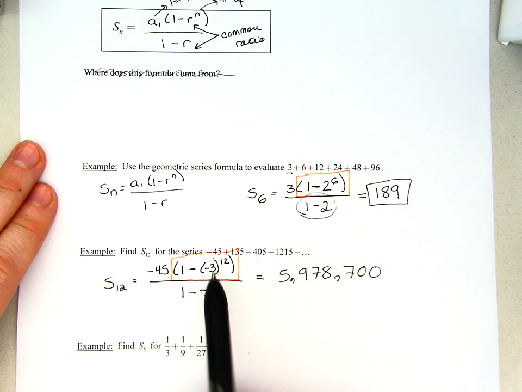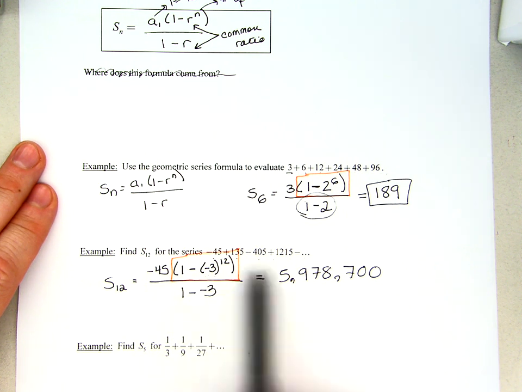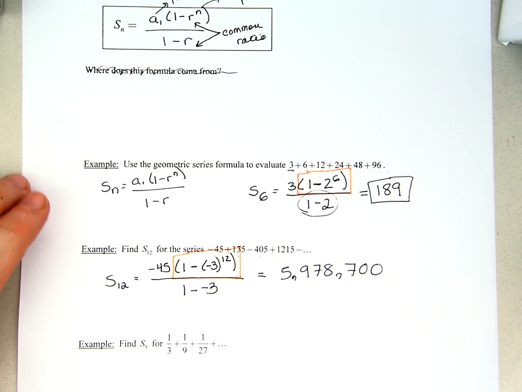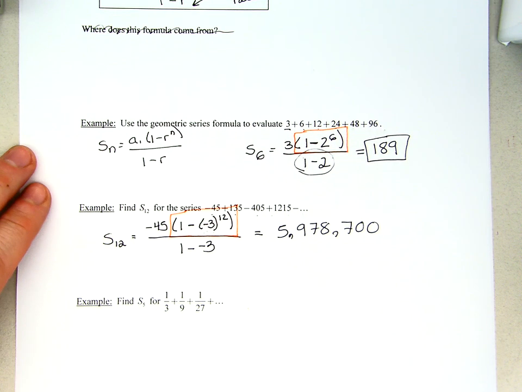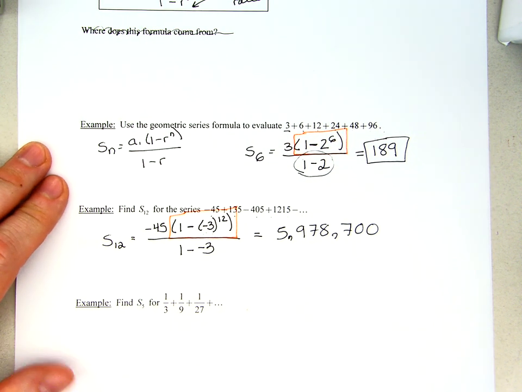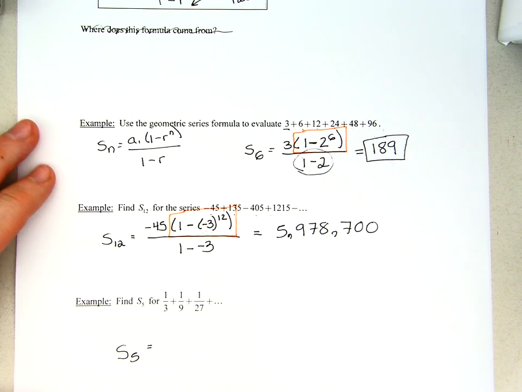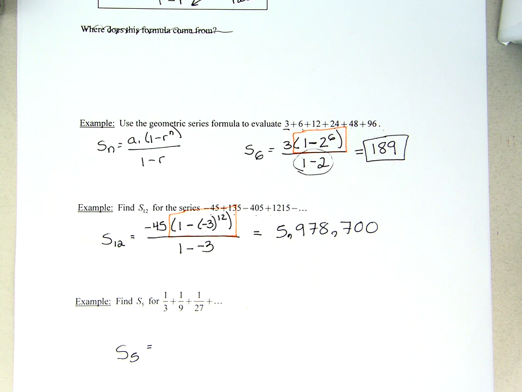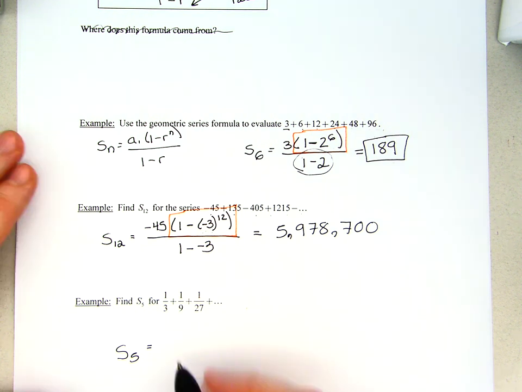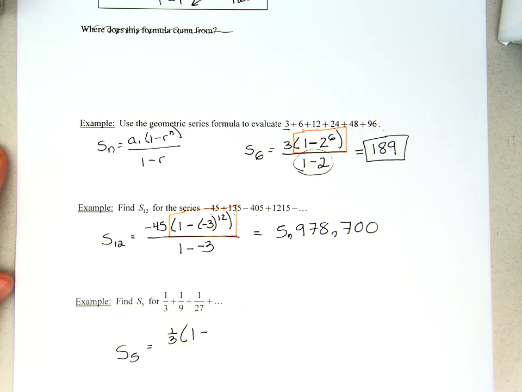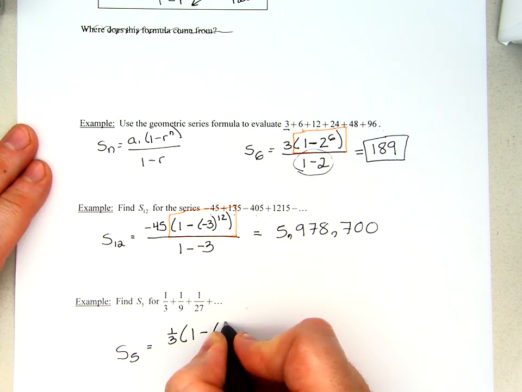And again, what we're finding is the sum of all of these numbers, the first 12 numbers in that pattern. Last example on this page. Find S sub 5 for that sum. Okay, what's A1? A1 should be 1/3. 1 minus, what is your common ratio? Common ratio is 1/3.